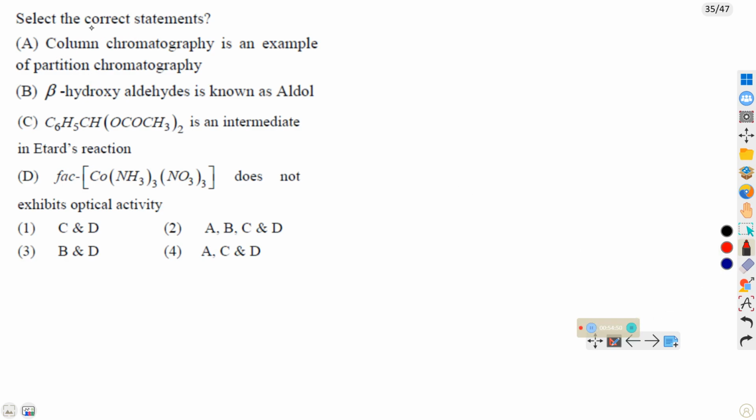Select the correct statement. Column chromatography is an example of partition chromatography. Wrong. Column chromatography is the example of adsorption chromatography. First statement wrong. Beta hydroxy aldehyde is called aldol. Correct.